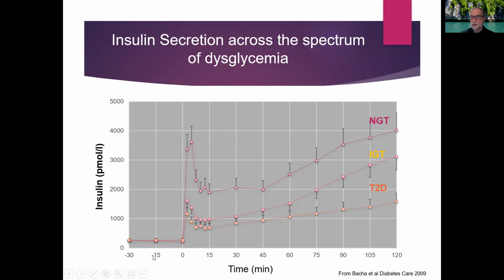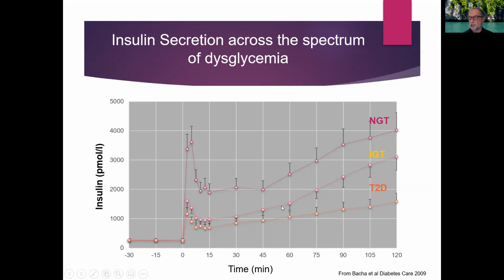However, if one looks at insulin secretion, comparing those with normal glucose tolerance, impaired glucose tolerance, and type 2 diabetes, we see that as individuals go from normal glucose tolerance to impaired glucose tolerance, there's a substantial loss of first phase insulin secretion, as seen in this initial spike in insulin secretion.